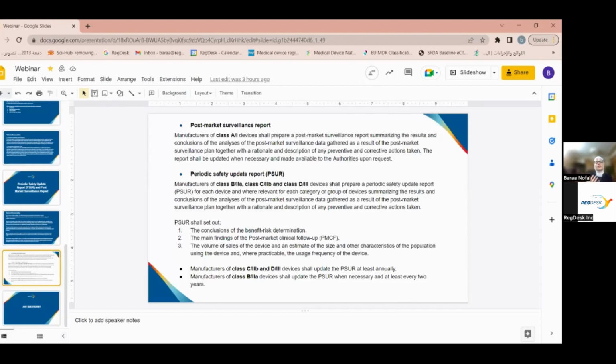These are the main 3 points. If one of them is not found in the BSUR, the authorities will reject it. I'm talking about the Saudi FDA. They will not accept a BSUR that does not include one of these points.